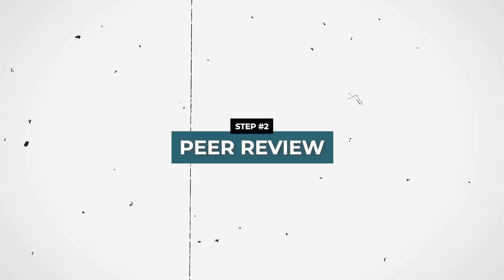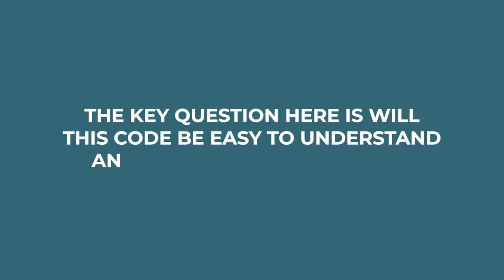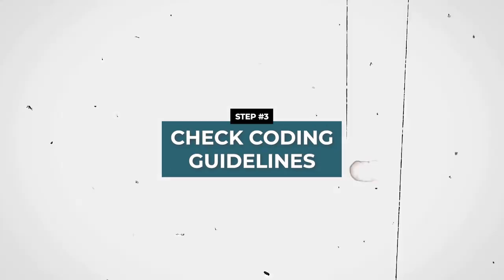Point number 2, manual review by a peer. Once the automated tools have cleared the easy stuff, the human review begins. The reviewer should look at the overall architecture, the readability, and the maintainability of the code. The key question here is, will this code be easy to understand and maintain in the future? Point number 3, check against coding guidelines. Your team should have coding standards that everyone follows. The code review is where you ensure that these guidelines are being met. This keeps your code base consistent and easy to work with.